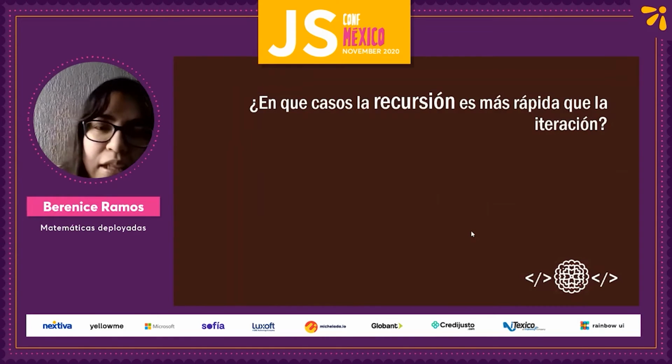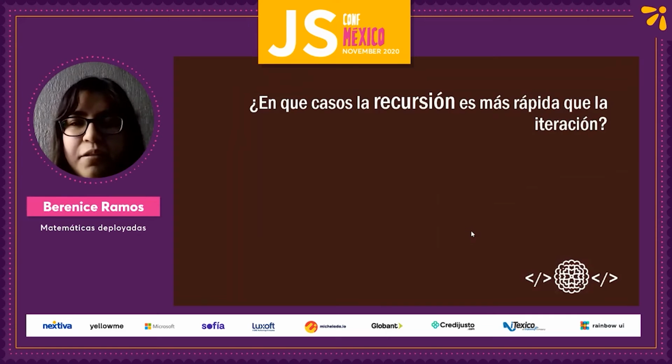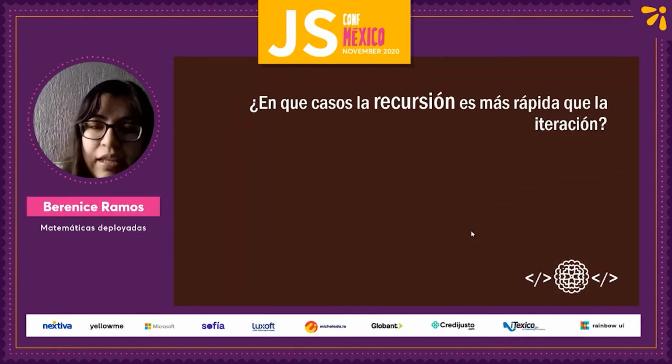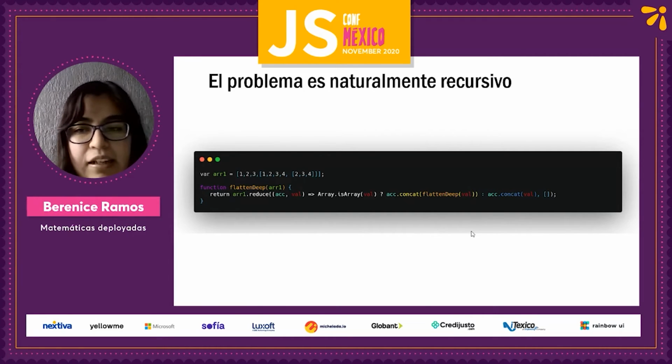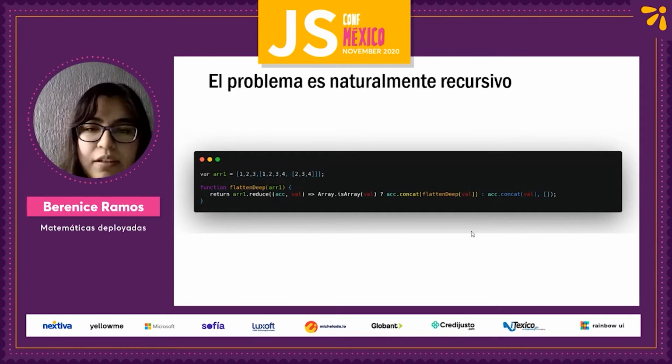And as part of this review, I would like to mention as well in which cases recursion is more convenient to use. And it is mainly in problems that are naturally recursive. We can see that we have here an array. This array has nested arrays. So we see that recursion is present because what we want to obtain here is a flat array. So these nested arrays can be flattened, and this would be an example of recursion.